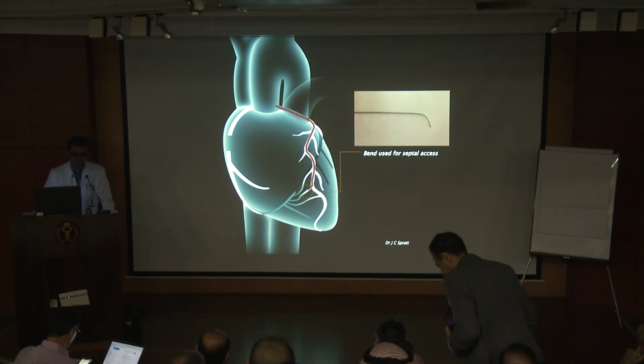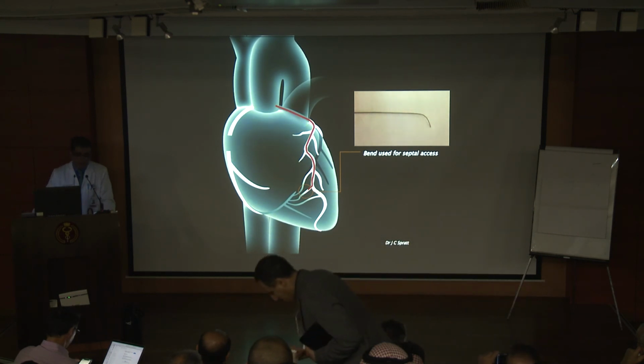If you want to do the CTO retrograde, try to use the vein graft as number one. When you're starting, use the vein graft as your collateral option, number one. Then escalate your skills to the septal, and then escalate your skills to the epicardial.